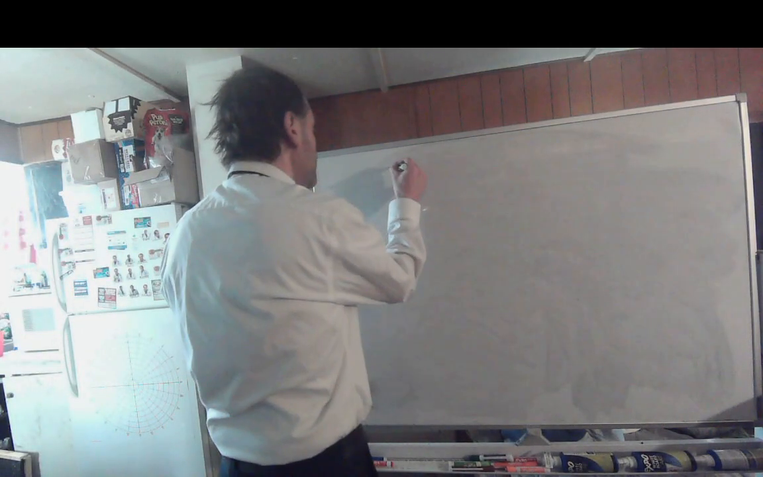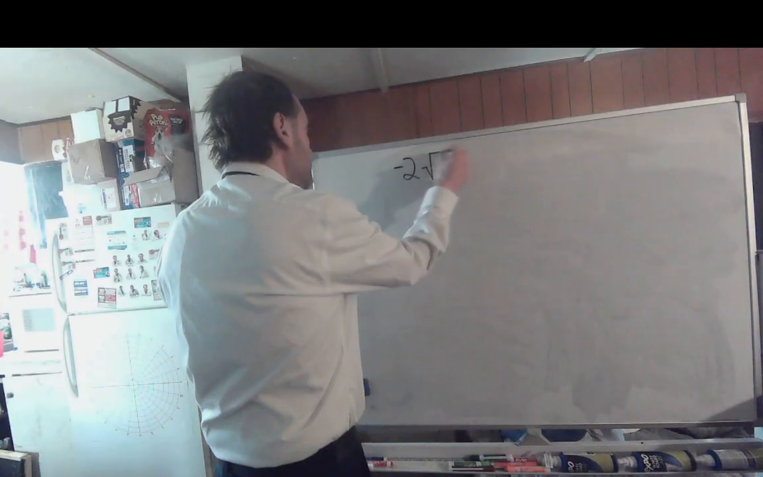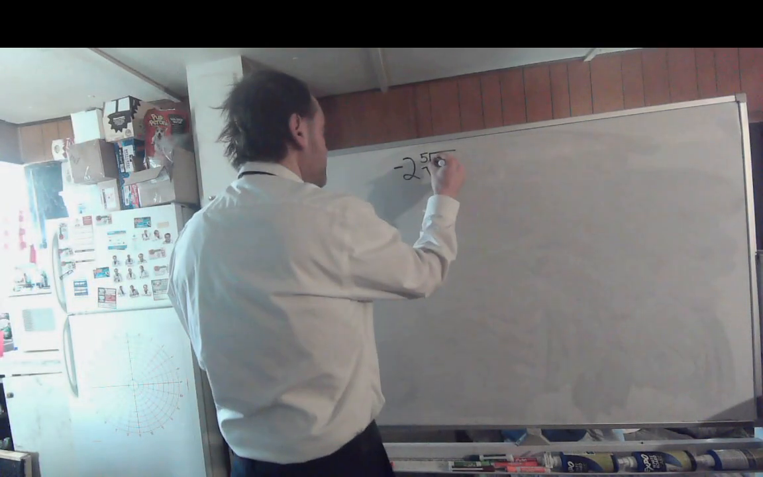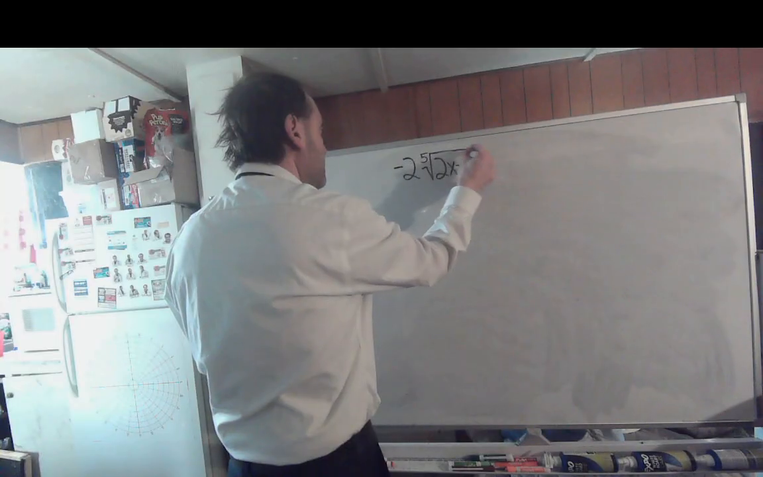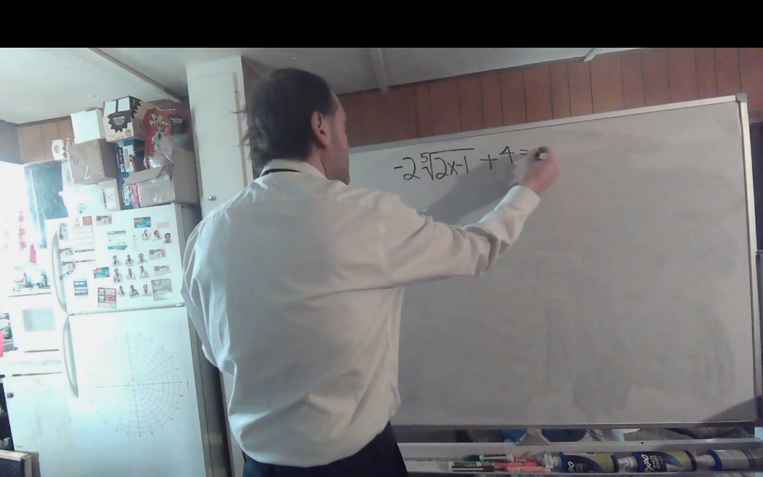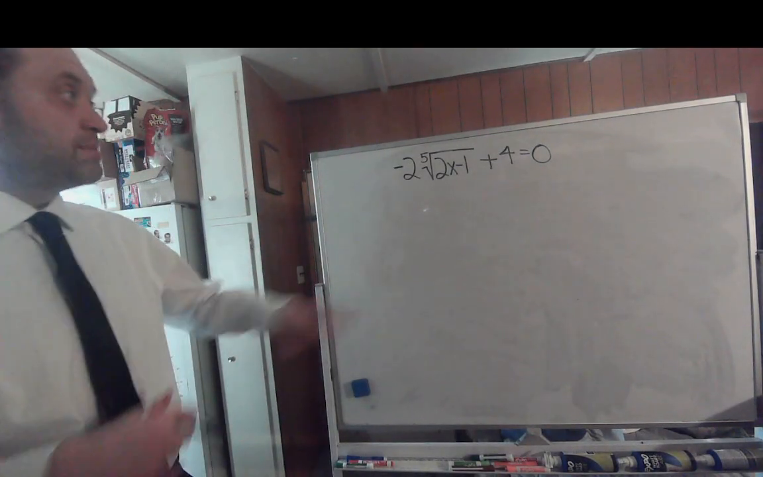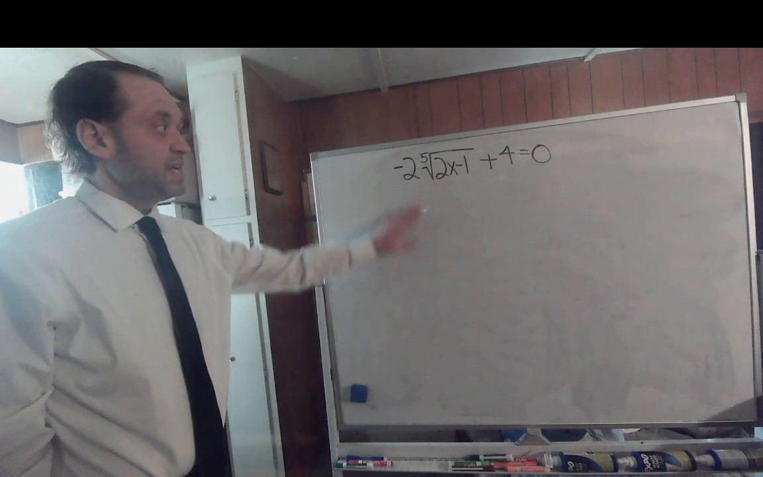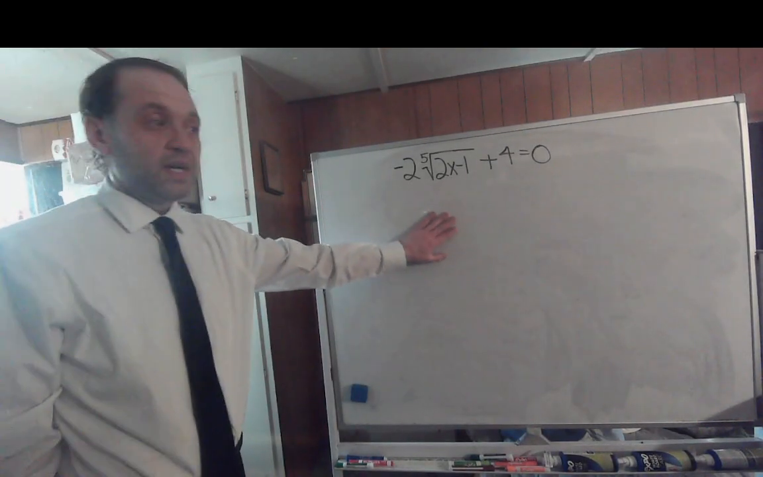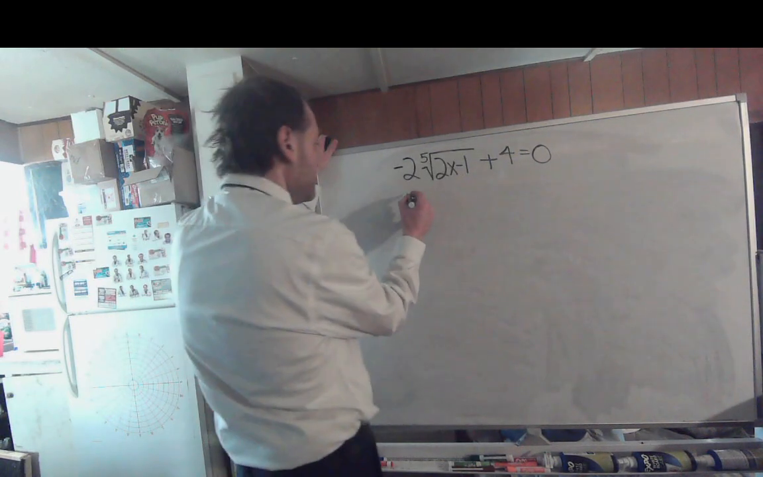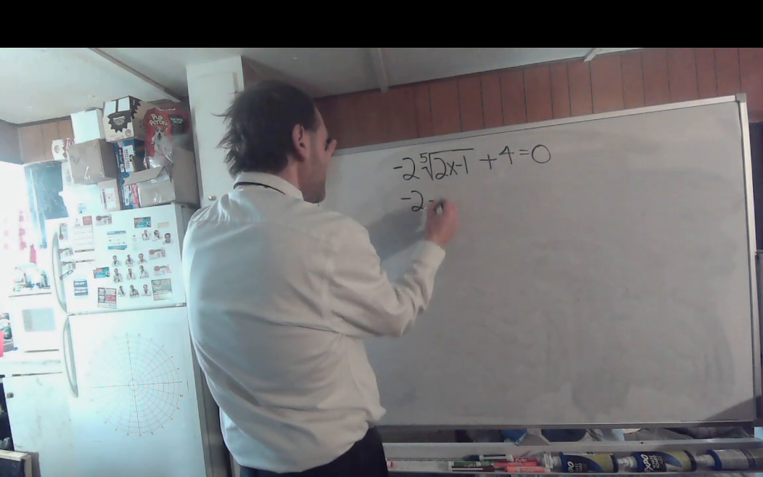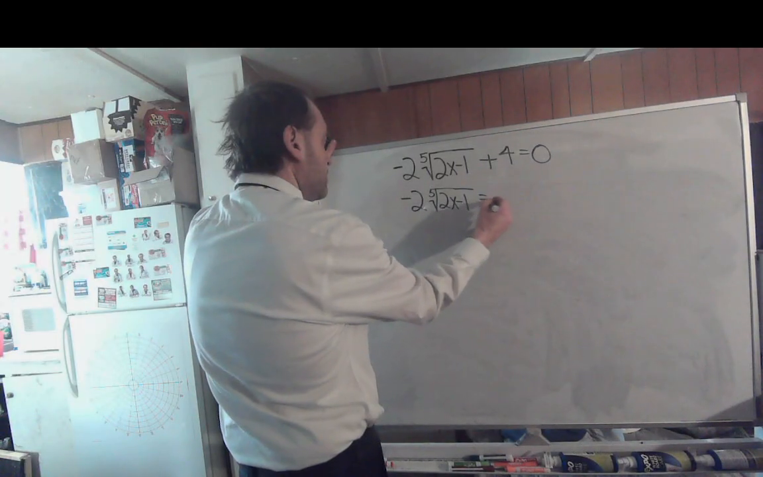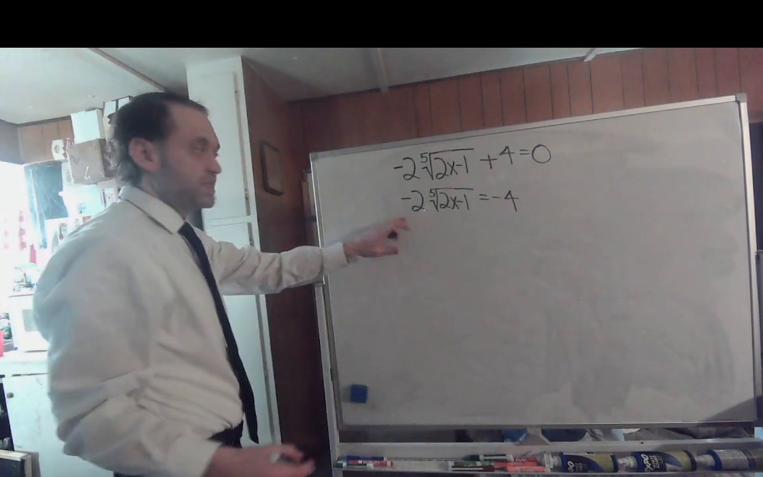Here's a good one. So -2 times the 5th root of 2x minus 1, all that plus 4 is equal to 0. Well, let's get that -2 times the 5th root of 2x minus 1 by itself first. So subtract 4 from both sides. You'd end up getting -2 times the 5th root of 2x minus 1 would equal -4. Now you can divide both sides by -2.